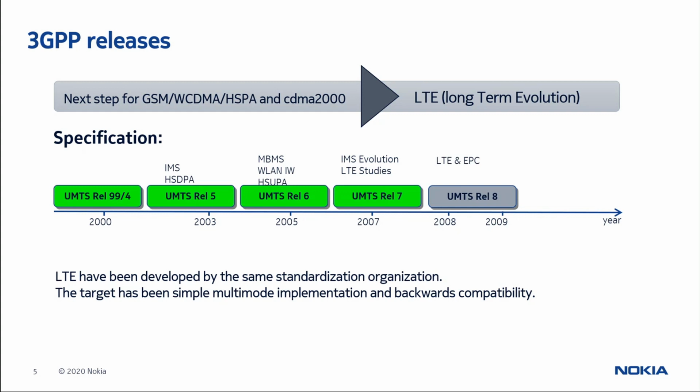So 3GPP comes up with specifications. It was Release 99, then Release 4 specification in 2000. It was Release 5, in the year 2003, that they came up with the Release 5 specification. This majorly catered to HSDPA, as I said, high speed downlink packet access, and then IMS, which is all about providing packet-based voice services. We will see what that is.